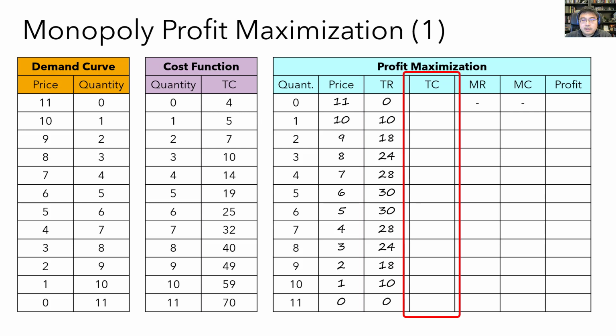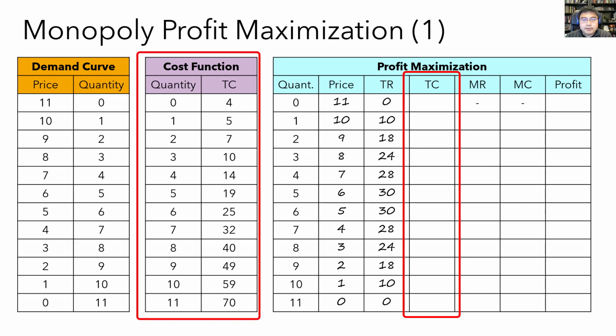And now let's do total cost. Total cost is going to be easy because we're really just going to be reading straight off the cost function. So if the firm wants to produce a quantity of 0, then total cost is 4, right? So that's your fixed cost. The firm is going to have to pay that 4 regardless of how much it chooses to produce. All right, if the firm wants to produce 1, then the total cost will be 5. Total cost if the quantity is 2 is 7. Cost is 10 if it's 3 quantity, 14 for 4, 19 for 5, and so on. We are reading straight off the cost function right now. Okay, so that's our total cost.